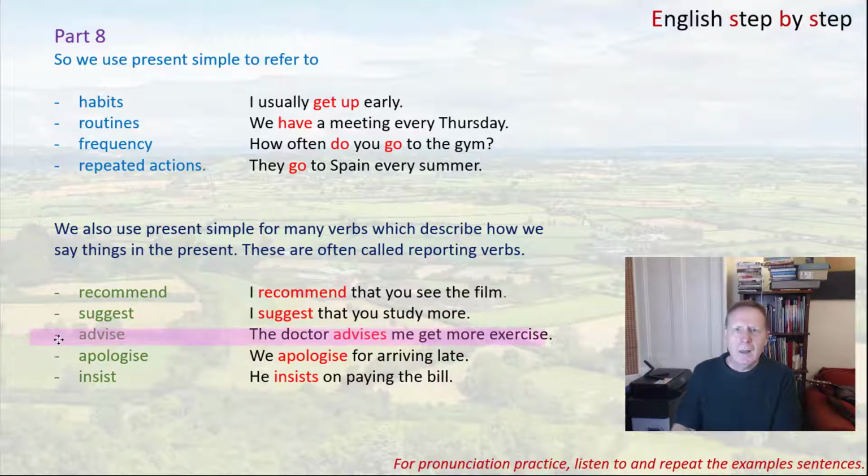Advise. Now here it's third person, so the doctor advises me to get more exercise. Next one, apologise. We apologise for arriving late. And next one, insist. He insists on paying the bill. So, when you see these verbs, when you hear these verbs, and when you use these verbs, they should normally be in present simple.